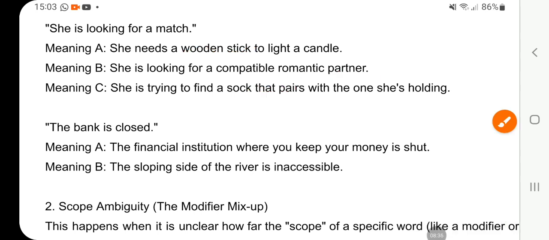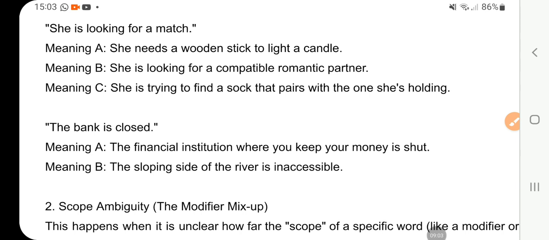Match, that is also homonymy, because she is looking for a match, right? So she's searching for a match. So she needs a wooden stick because she has to light the candle, right? Number two meaning, she is looking for a compatible alliance. So that is also match.